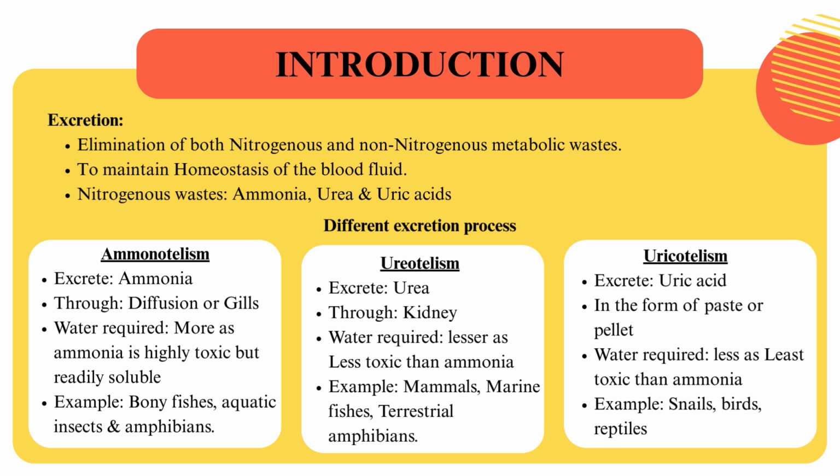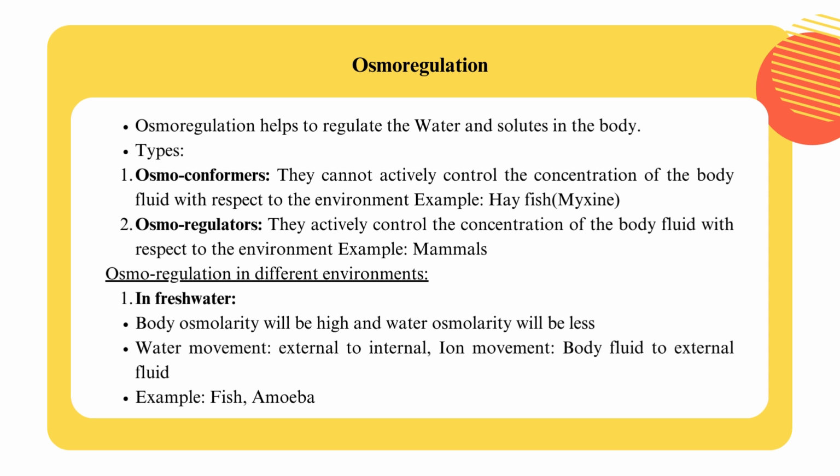Next, ureotelism. In ureotelism, the organism excretes urea through kidney. Water required is lesser as urea is less toxic than ammonia. Example: mammals, marine fishes, terrestrial amphibians. Uricotelism. In uricotelism, the organism excretes uric acid in the form of paste or pellet. Water required is least as uric acid is less toxic than ammonia. Example: snails, birds, reptiles.